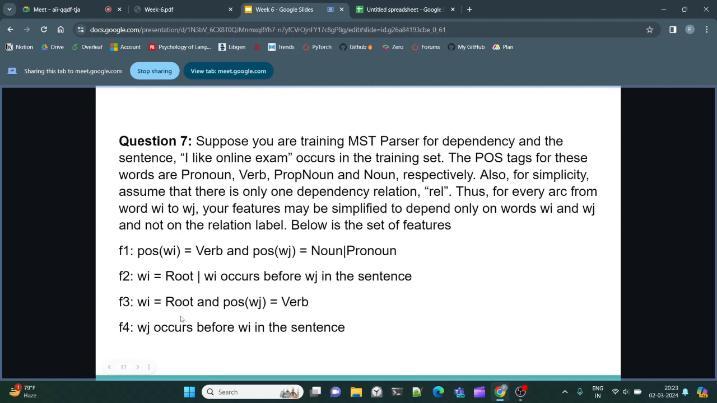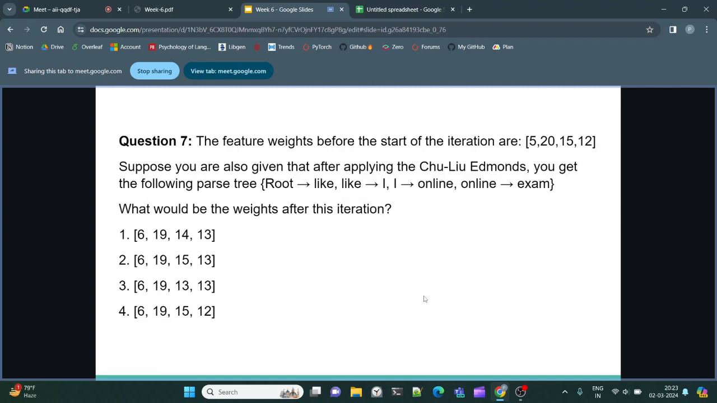Now, these are the features that are given. Based on these features, and also the feature weights that are given at the start of the iteration, that are these, using the algorithm, we have to find out what would be the weights after this iteration. So these are the options. So please try this problem once.